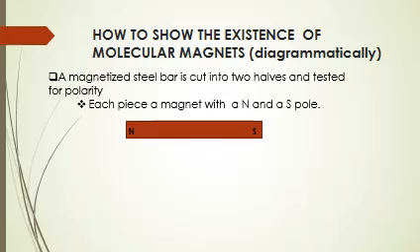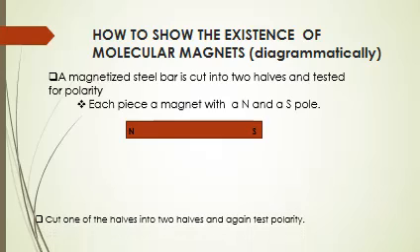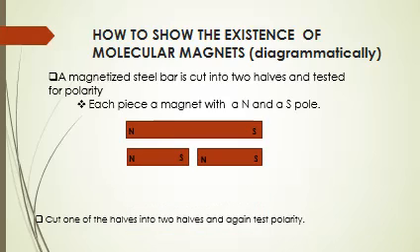So here is our magnetized steel bar. Let us cut this magnetized steel bar into halves. After cutting the magnetized steel bar, you see that these halves are also magnets with north and south pole. After testing for polarity, you also see that these halves are also magnets with north and south pole, as I've already said.